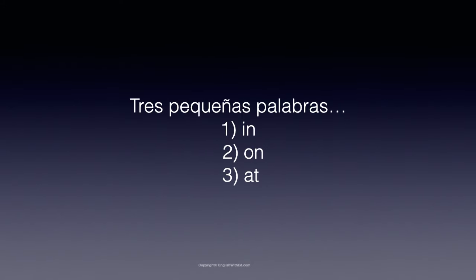Hoy vamos a hablar acerca de estas tres pequeñas palabras. Estas palabras son preposiciones que pueden ser muy confusas, sobre todo ya que la palabra en, e n, en español puede significar todas las tres palabras en inglés, pero voy a mostrarte cuándo usar cada palabra.